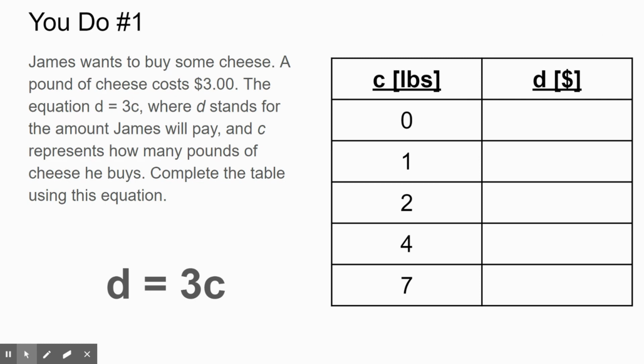You're going to complete this table using the equation D is equal to 3C. You can see our table there. You're going to fill it in. We've already picked our values for our independent variable, which is, of course, C. So pause the video now, give this a shot, fill in the rest of the table, find the values for D.